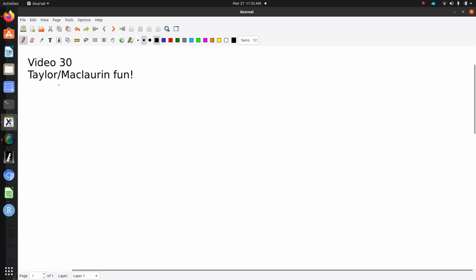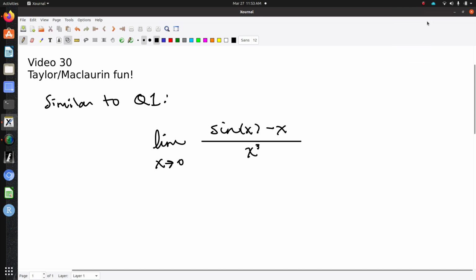So a question similar to question 1 would be the following. Use a Taylor or Maclaurin series to compute the following limit: the limit as x goes to 0 of sine x minus x all over x cubed. And what you want to do is expand sine of x here using what you know.